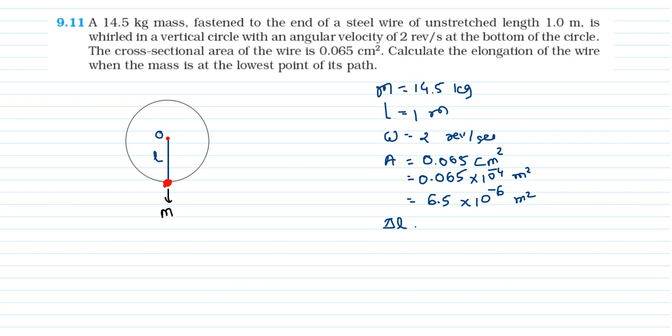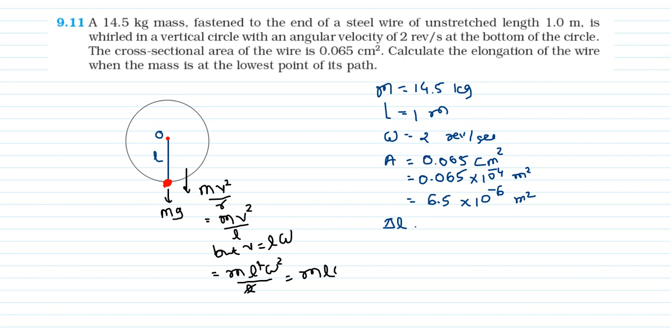So you can say it is mg, and the second force that will act is the centripetal force, that is mv square by r. Here r is equal to l, but v is equal to r omega. What is v? v is equal to r omega, r is equal to l, so v is equal to l omega, that is m l square omega square upon l. So l gets cancelled, so this becomes m l omega square.